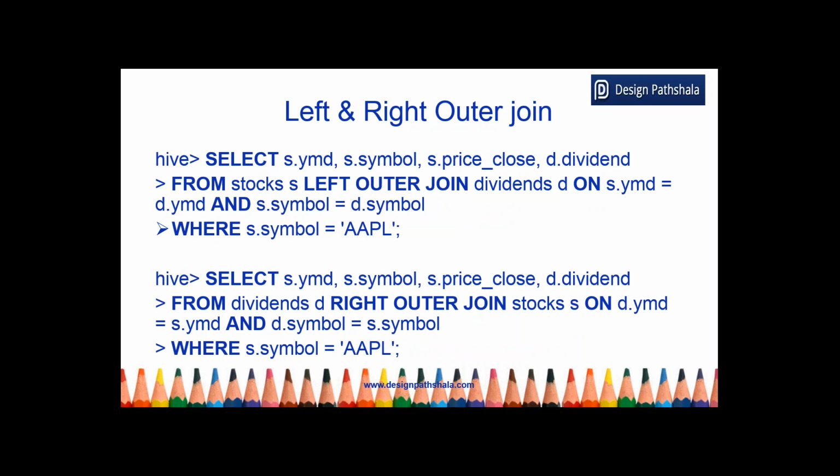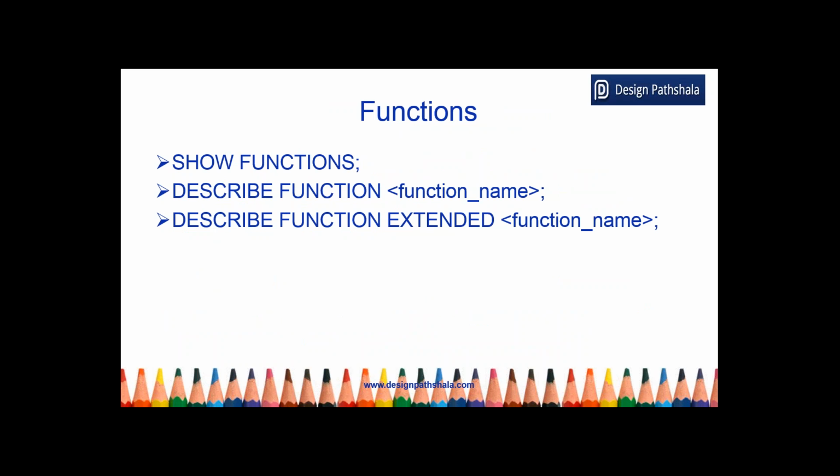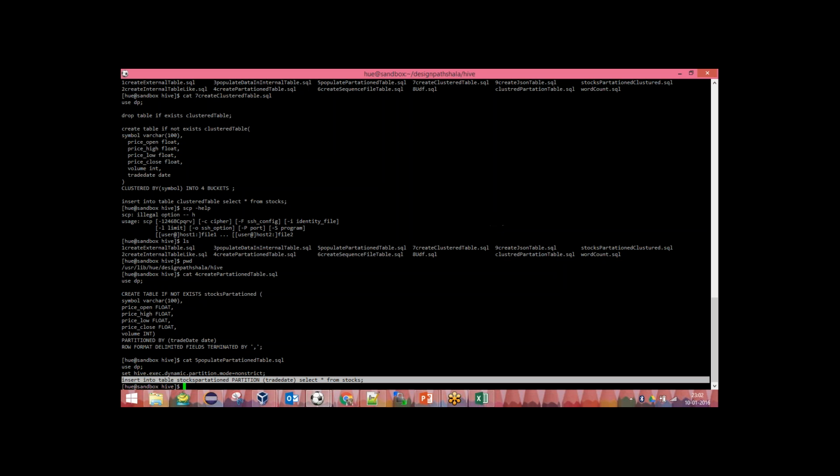Left outer, right outer joins. Functions. You can create your own functions, user defined functions, what we call UDFs. By default, there are a lot of functions inside Hive. You can just say show functions.